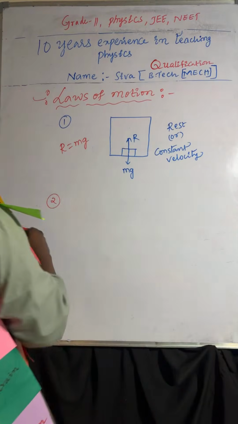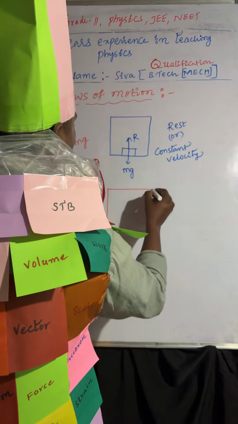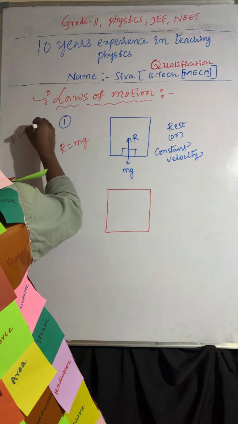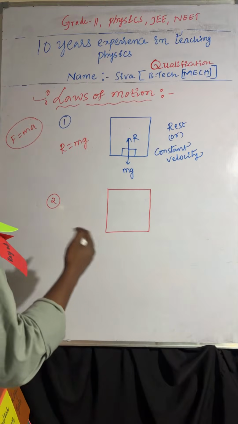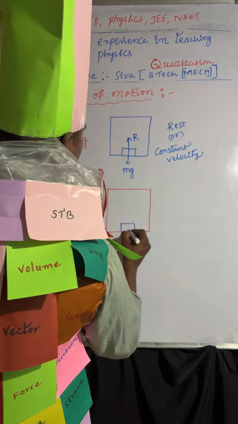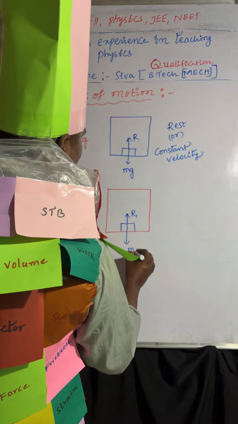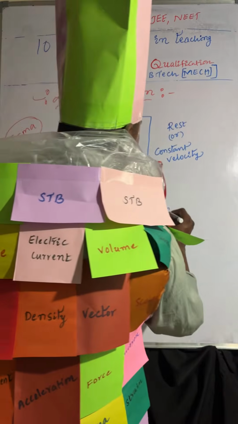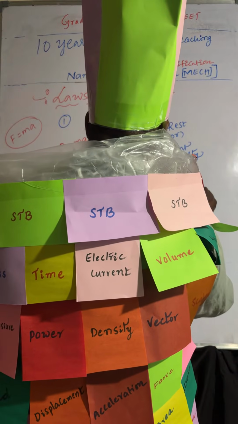Coming to the next one. Here we have to take F equal to ma. Always we have to use the formula F equal to ma: force equal to mass into acceleration, the net force. On this weighing machine the person is standing. The reaction force I am taking as R1, and weight is acting in the downward direction. The lift is moving in the upward direction.